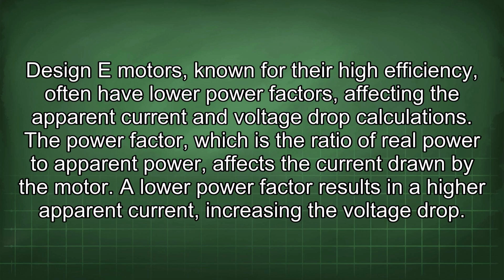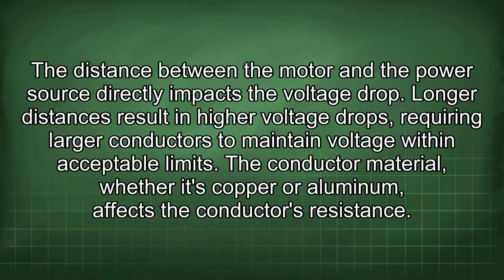Design E motors, known for their high efficiency, often have low power factors affecting the apparent current and voltage drop calculations. The power factor, which is the ratio of real power to apparent power, affects the current drawn by the motor. A lower power factor results in a higher apparent current, increasing the voltage drop. The distance between the motor and the power source directly impacts the voltage drop. Longer distances result in higher voltage drops, requiring larger conductors to maintain voltage within acceptable limits.